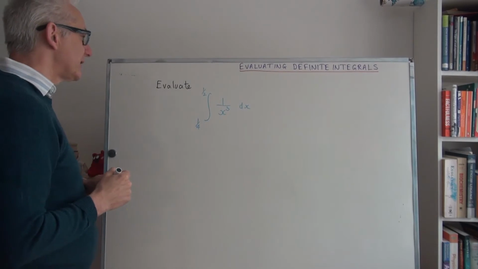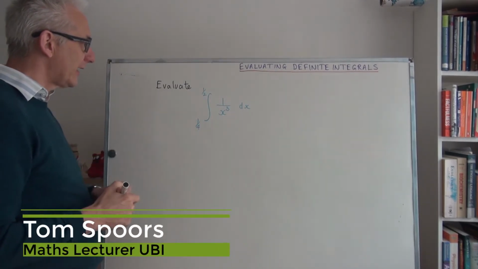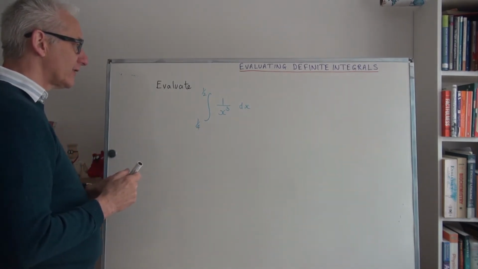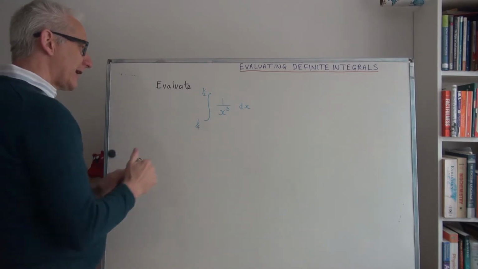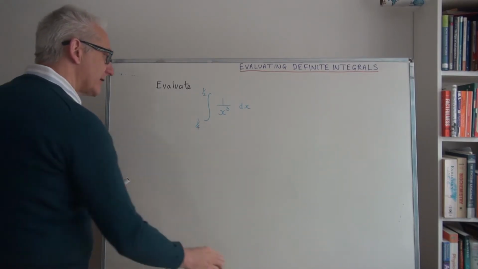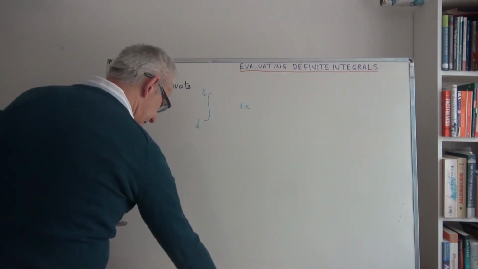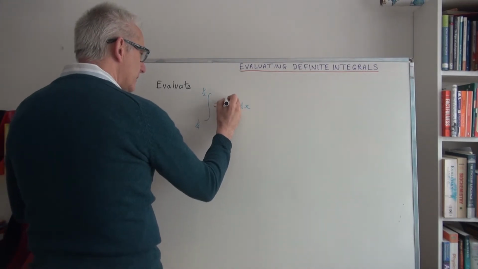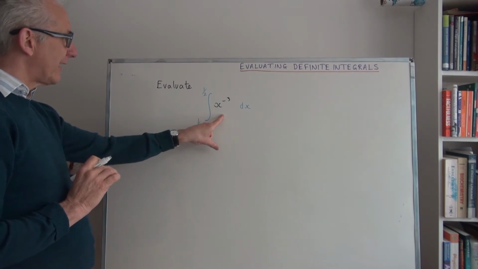Here we're going to evaluate yet another integral between a quarter and a half, 1 over x cubed dx. The first step is to make the 1 over x cubed into a power function. We're going to rewrite that as x to the minus 3. That's our first step. So with x to the minus 3, we can now produce the antiderivative of that.